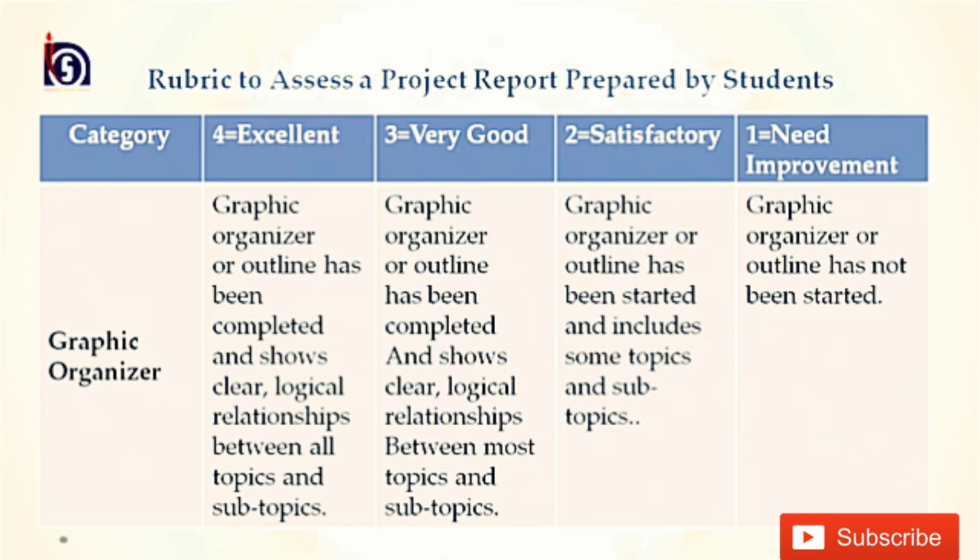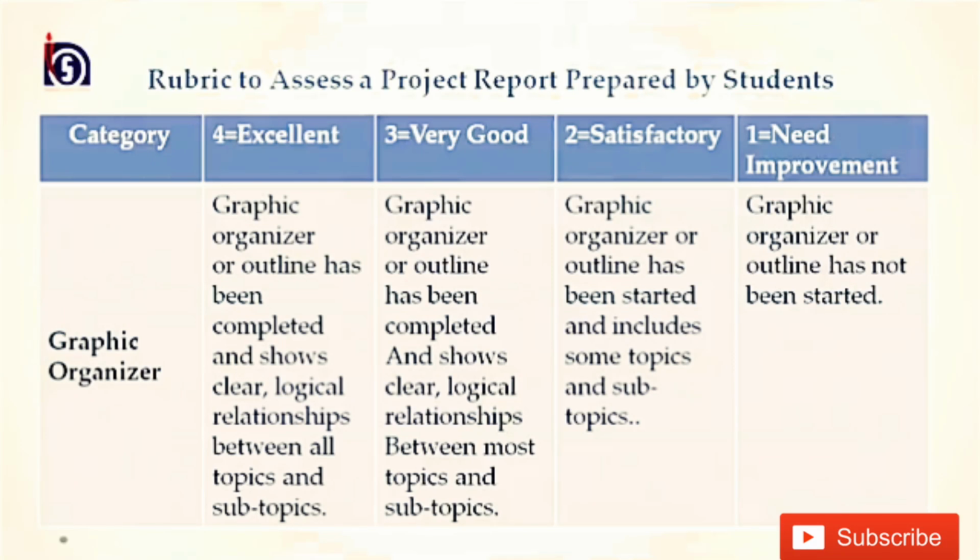3 would be given to a student in whose assignment graphic organizers or outlines have been completed and show clear logical relationship between most topics and subtopics. 2 would be given to students in whose assignment graphic organizer or outline has been started and includes some topics and subtopics. And 1 would be provided to a student in whose assignment graphic organizer or outline has been started.